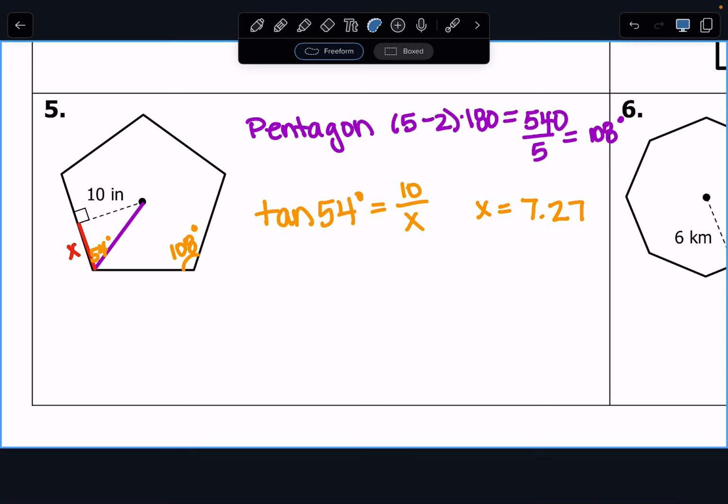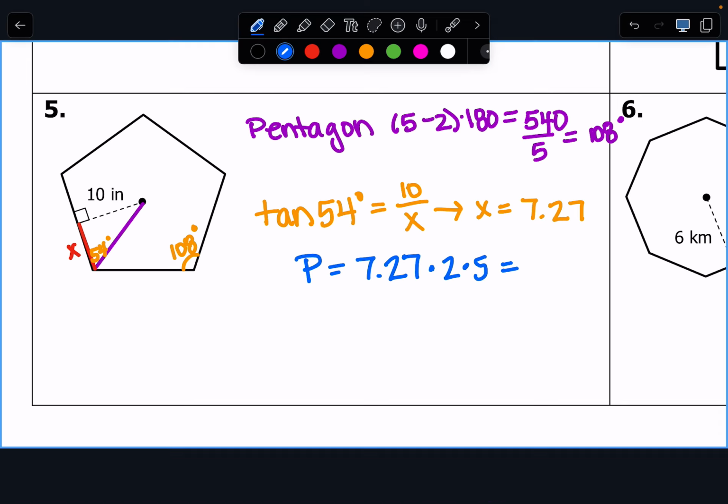Okay. Now, if I want the perimeter, we got 7.27, but that's just half of our side length. So we need to double that and then multiply by our 5 sides. So 72.7 is our perimeter. Are we okay with that?